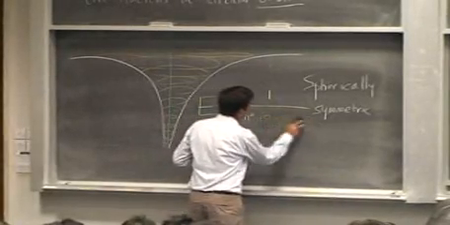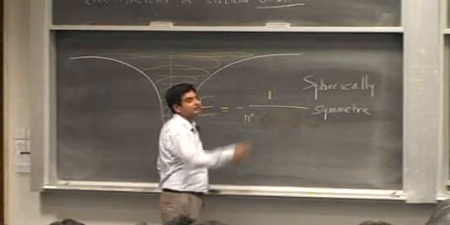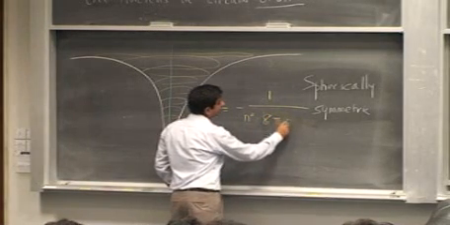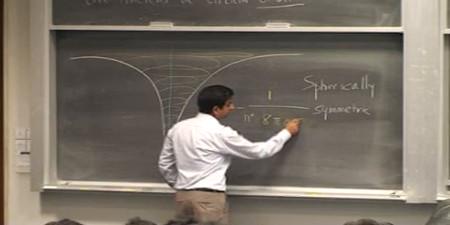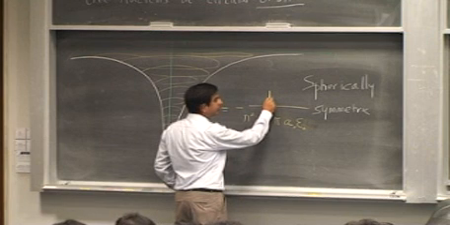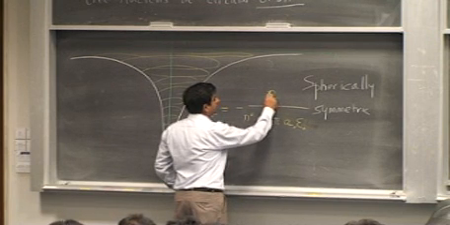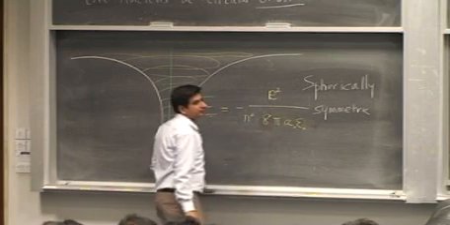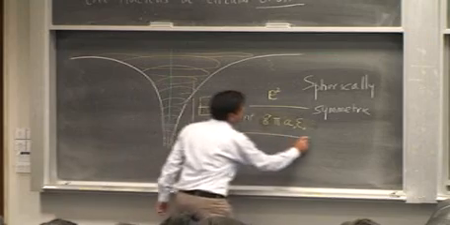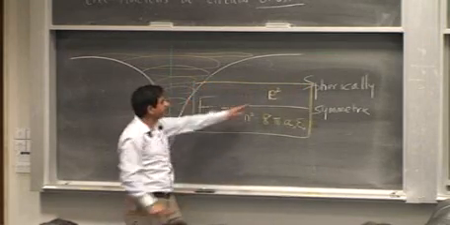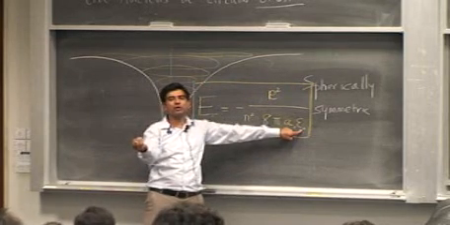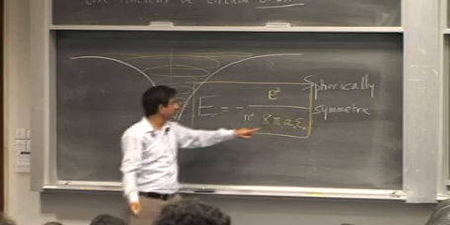Could any one student please tell me what the answer is? 8 pi a naught epsilon naught. And in the numerator, it is E squared. E squared, yes. Right. Is this correct? Yes. All right. So this is the energy. E is the electron charge. A naught is the Bohr radius. It's a constant. Epsilon naught is the permittivity of free space.